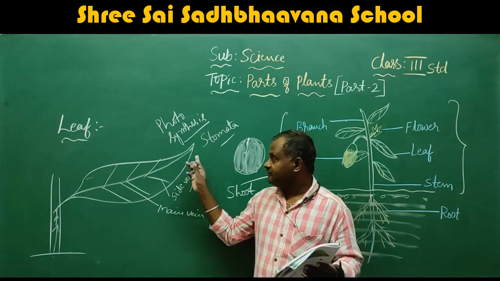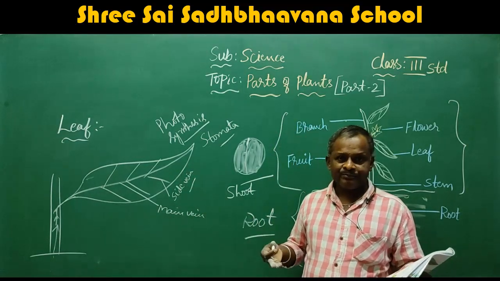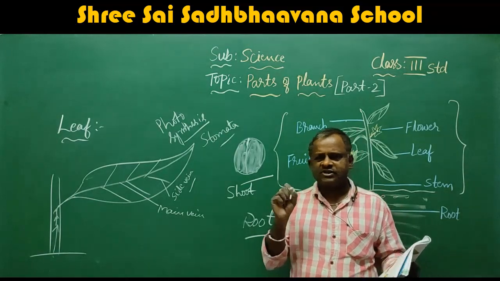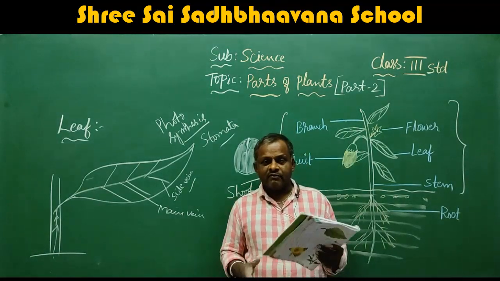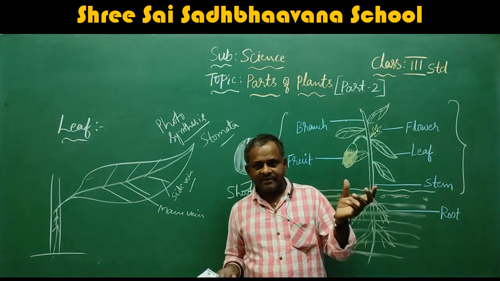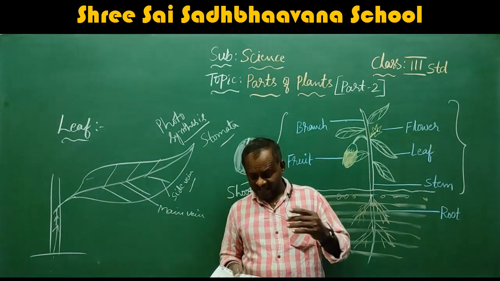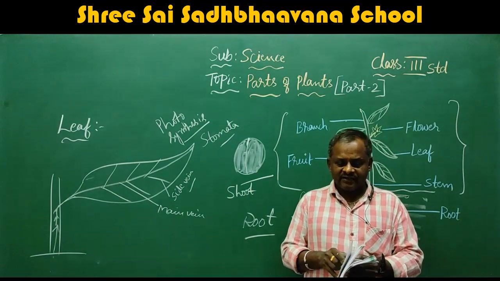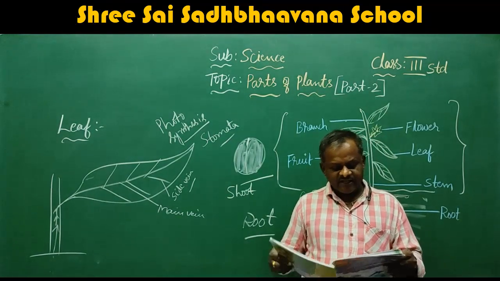That means stomata, which are present below the leaf, are small pores, that means small holes. What is the function of the stomata? Breathing, as well as throwing out the extra water from the leaves. So this completes your lesson.